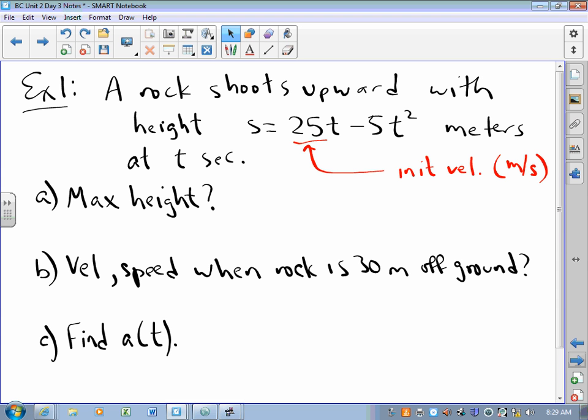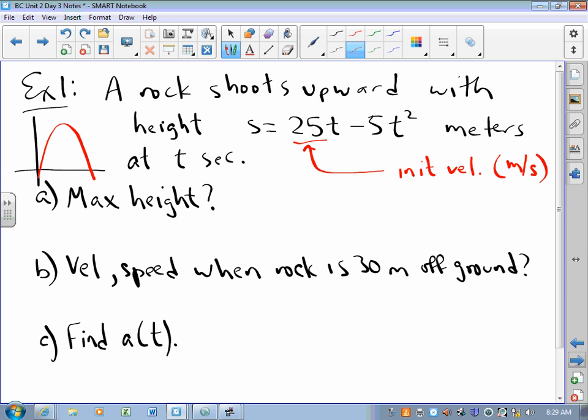So the maximum height, what happens to this rock? This rock goes up and comes down. That's what it does. It goes up and it comes down. At this point at the tippy top, that's the maximum height. At that maximum height, the slope of the tangent is 0. So at the maximum height, velocity is 0.